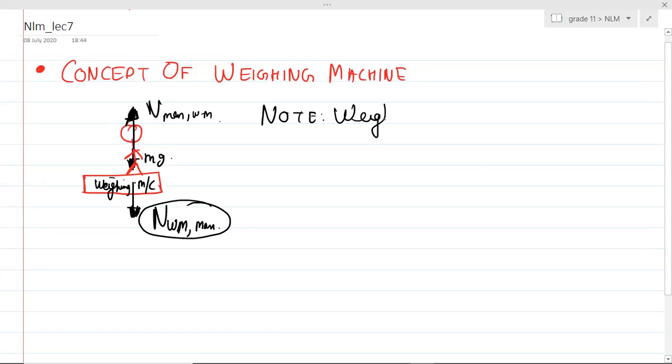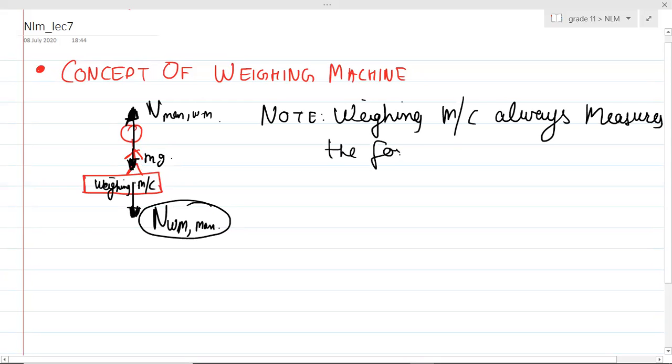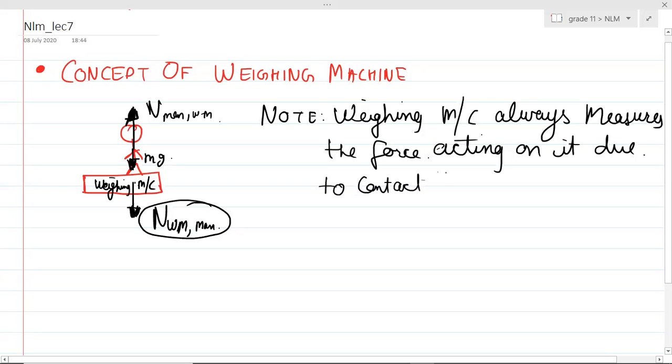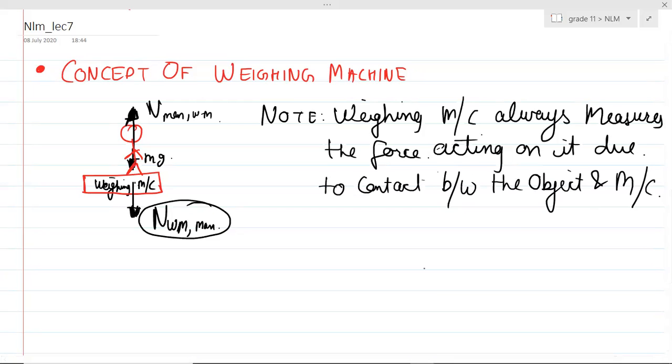Weighing machine always measures the force acting on it due to the contact between the object and the machine. Is this clear? Is this clear, guys? So always remember, the weighing machine will measure this force.